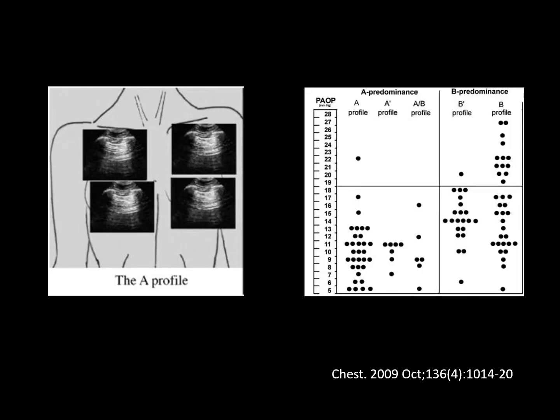Lung ultrasound correlates well with invasive hemodynamic monitoring. A bilateral A-line pattern has been shown to have a positive predictive value for a pulmonary artery occlusion pressure less than 18 of 97%.